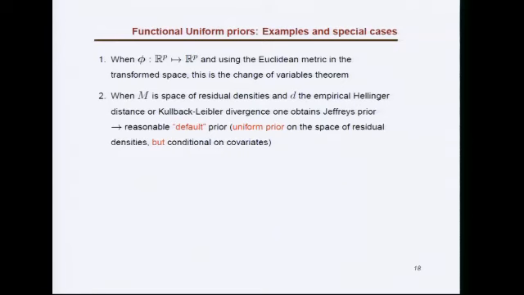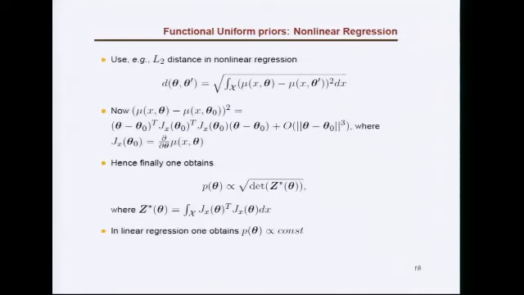And another special case is actually Jeffreys prior distribution. If you choose for M the space of residual densities, and you choose as a metric the empirical Hellinger distance or the Kullback-Leibler divergence, you just obtain Jeffreys prior distribution. In this way it can be seen as a reasonable default prior distribution, because in this sense it is a uniform distribution on the space of residual densities. But it is conditional on covariates, and that's the main difference to what I'm talking about here.